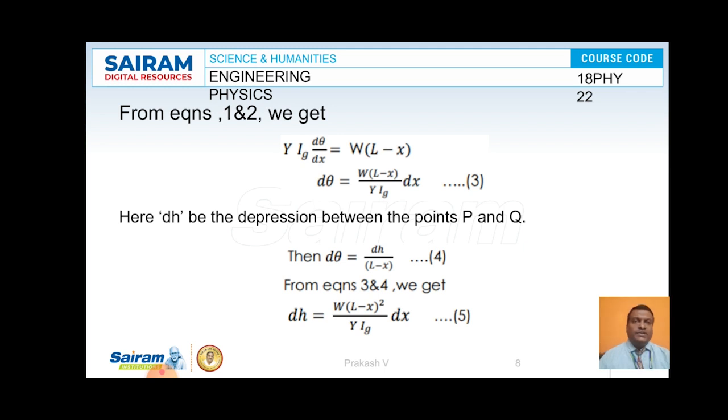Here, dH is considered as the depression between the points P and Q. That was explained while explaining the picture. So dH is the depression between the points P and Q, and d theta is nothing but dH by (L minus X). So consider that as equation number 4. From equation number 3 and 4, we can write dH is equal to W into (L minus X) whole square divided by Y Ig into dx. So consider this as equation number 5.